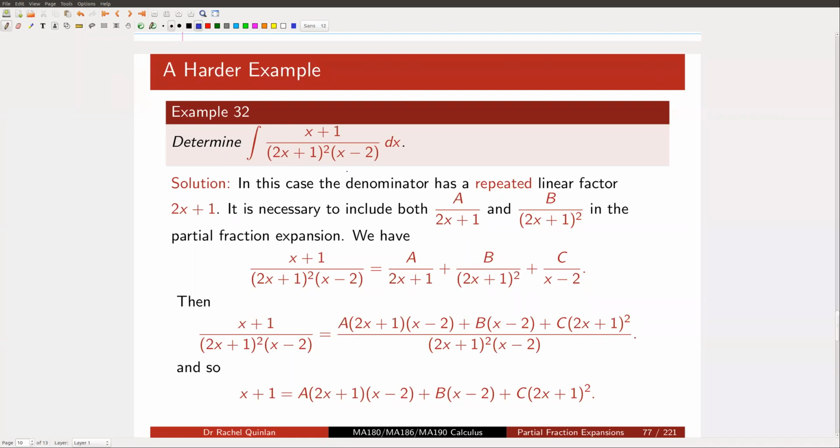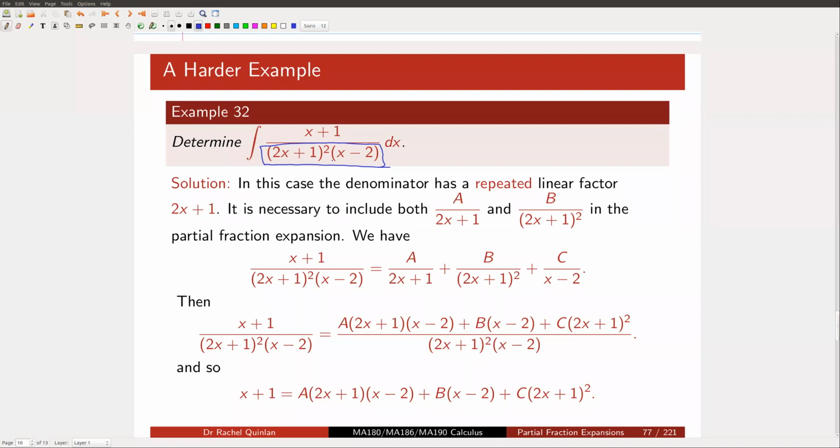Okay, so the denominator here has 3 linear factors. So it's like the first example, which had 2. The difference, though, is that one of those linear factors is repeated. So there's a 2x plus 1 that appears there twice. And that slightly complicates the partial fraction expansion.